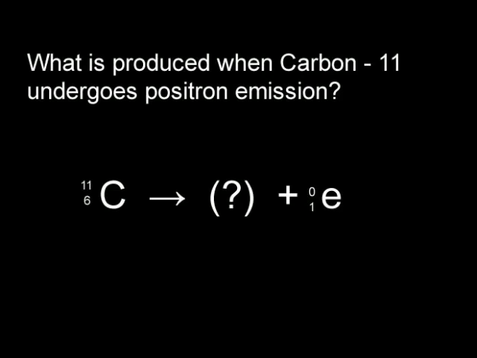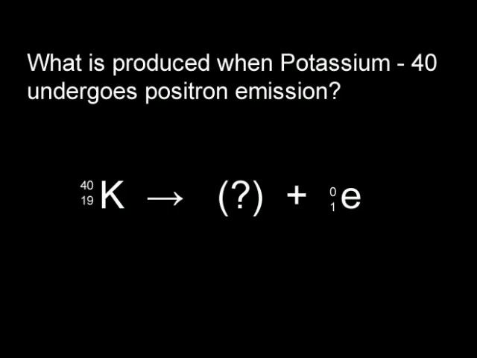How does carbon-11 undergo positron emission? Turns into boron-11. How does potassium-40 undergo positron emission? Turns into argon-40. Notice the atomic number goes down by 1, but the mass number stays the same.